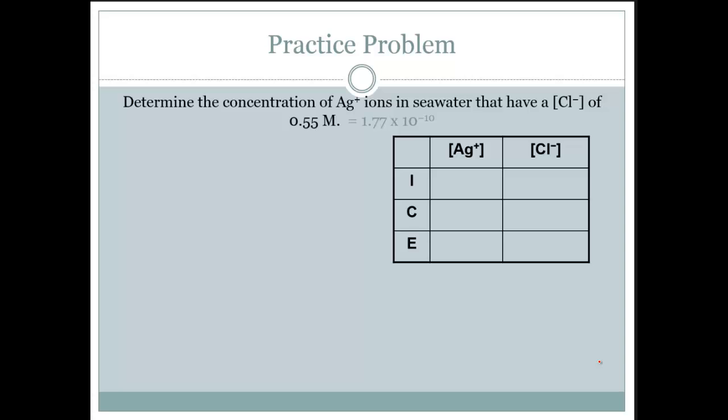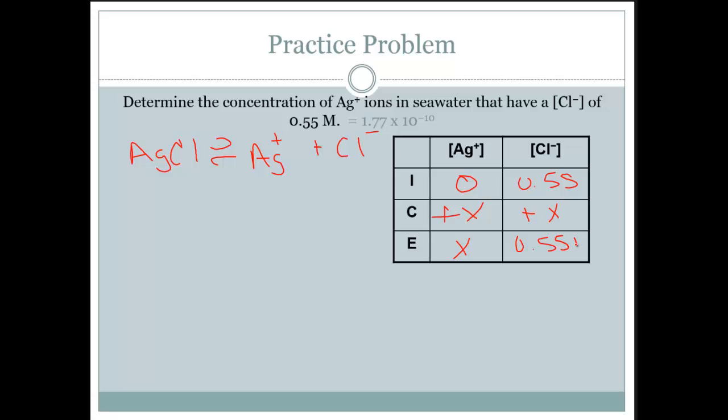Determine the concentration of silver ions in seawater that has a chlorine concentration of 0.55. So originally we have no silver in there. We're going to add it. AgCl is what we're trying to get. That's Ag plus and Cl minus, so I don't have to worry about any coefficients here this time. Plus X. So that's X, and 0.55 plus X.